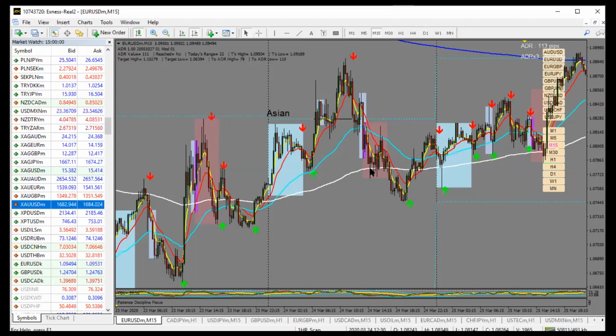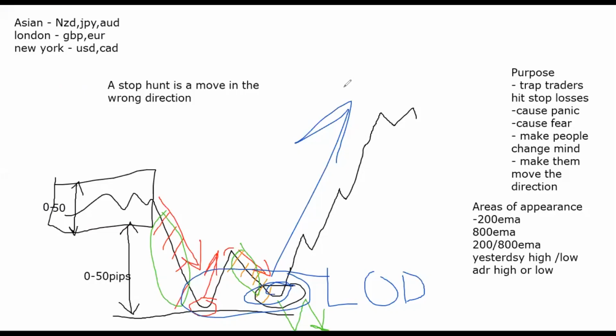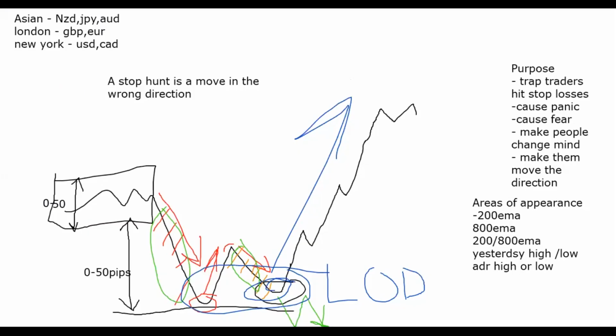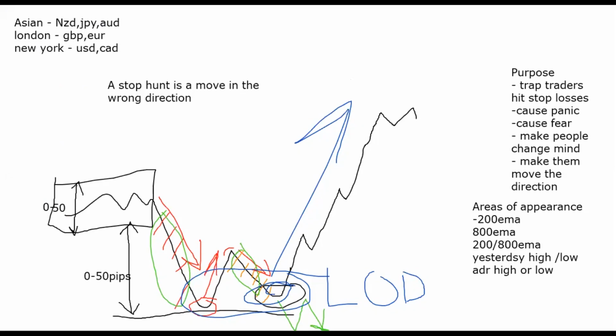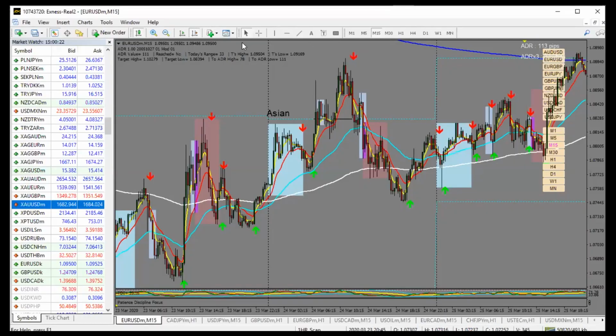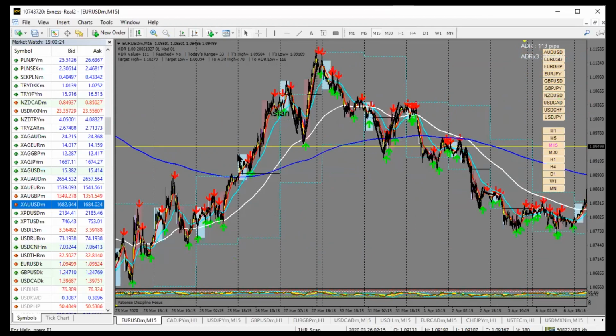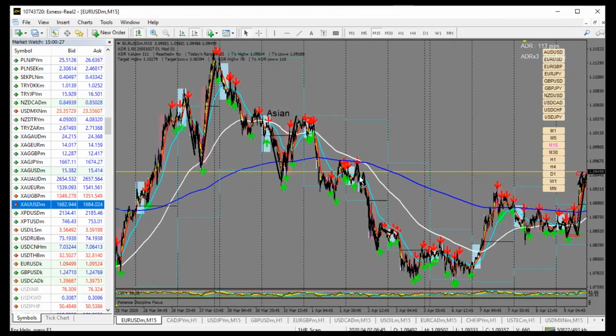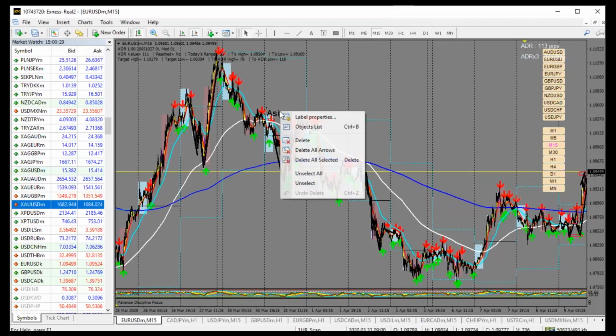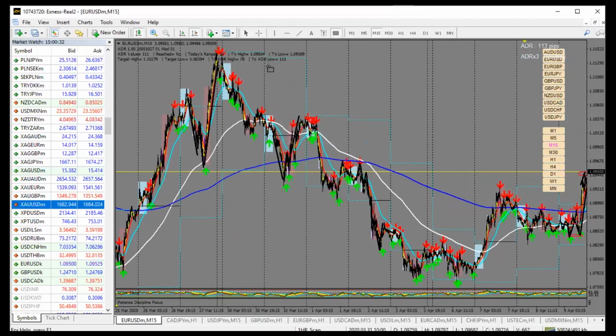So what I wanted to show you is the appearance, where we normally see these HODs and LODs. If I zoom my picture and you check, you'll find that the HODs are forming at the 200 EMA.